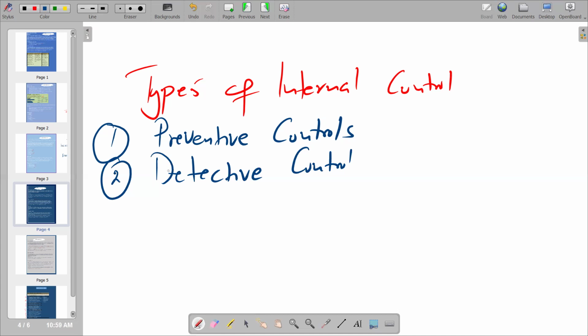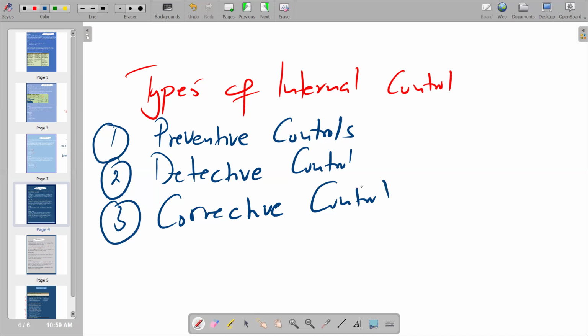So we also have another type, which is corrective control. Corrective controls help fix errors after they are identified. After identifying the problems or the errors, we can apply corrective controls to fix them. For example, we have accounting adjustments which are made after an audit has taken place. So that is the third type of internal control that we have.